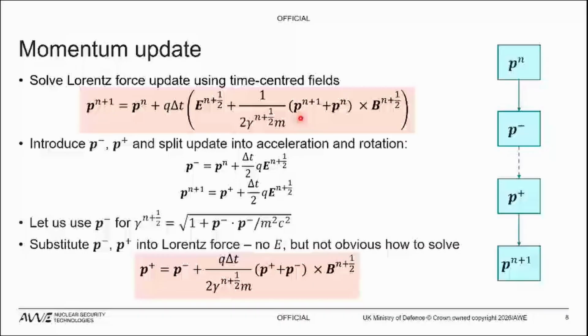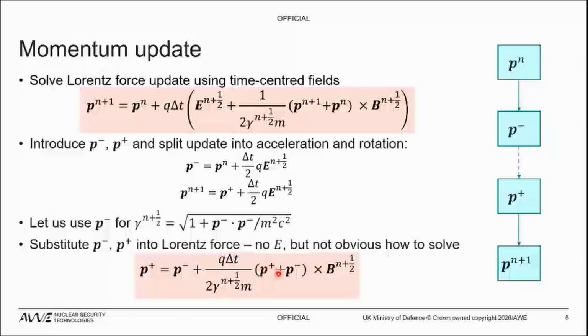And so what we can do instead is we can take a bit of a different approach. Instead of going straight from Pn to Pn plus 1, we'll go via these intermediate P minus and P plus variables, which have half the acceleration applied, which should, in principle, give us a gamma factor for halfway through the step as well. And when you substitute these expressions for P minus and P plus into the above, you can get this term which links P plus and P minus. Unfortunately, we've not actually solved anything because, again, we have P plus on both sides of this equation.